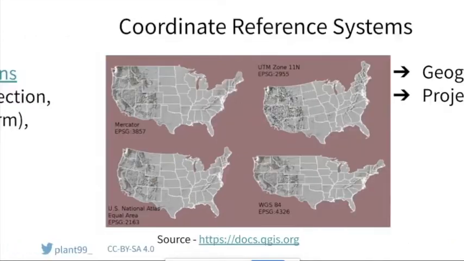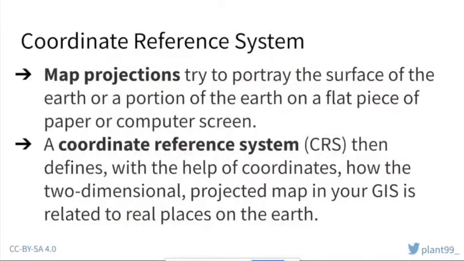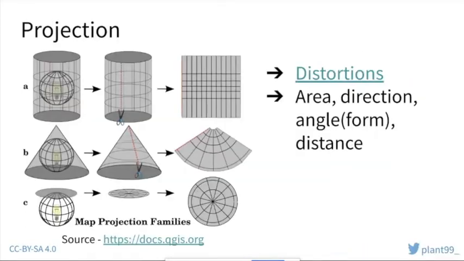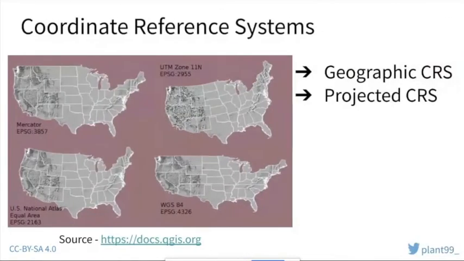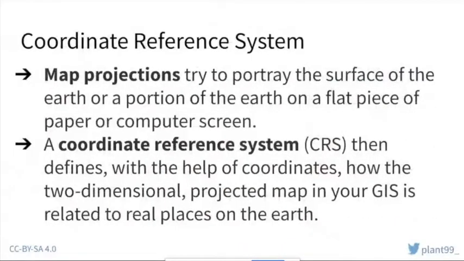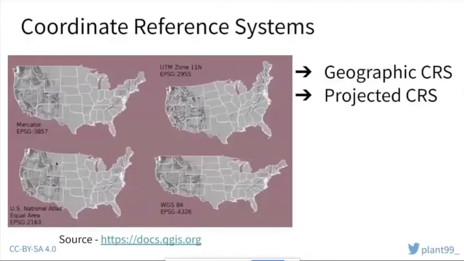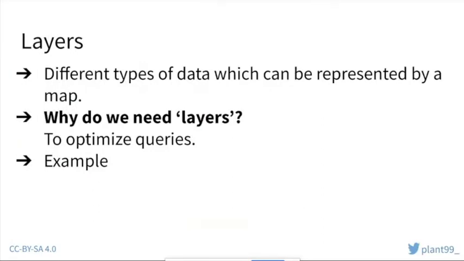Okay, so let's jump back to the definitions and check what we learned. Map projections try to portray the surface of the earth or a portion of the earth on a flat piece of paper or computer screen, right? So this is how we use projections to create the maps. And a coordinate reference system then defines, with the help of coordinates, how the two-dimensional projected map in your GIS is related to real places on earth. So unless we have the coordinate reference system names, we won't be able to do perfect calculations. Our calculations would be very erroneous. So, okay, those are coordinate reference systems and projections.